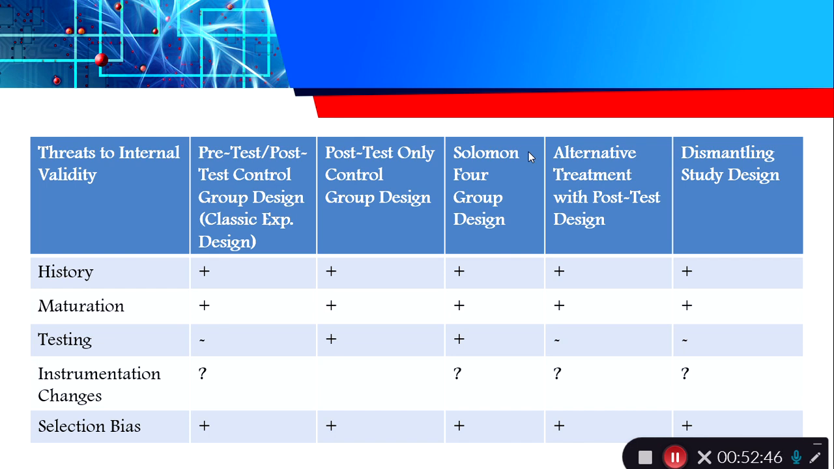Okay, so I won't read through this, but you can utilize this in your own time of study to help you bring together all of these concepts and understand which threats are associated with which type of design.